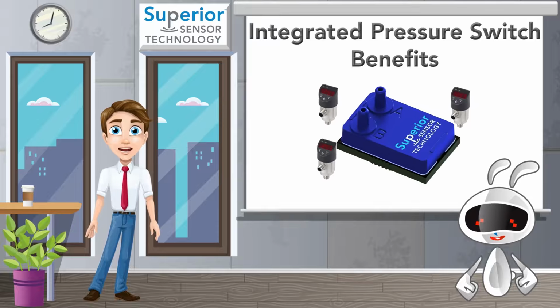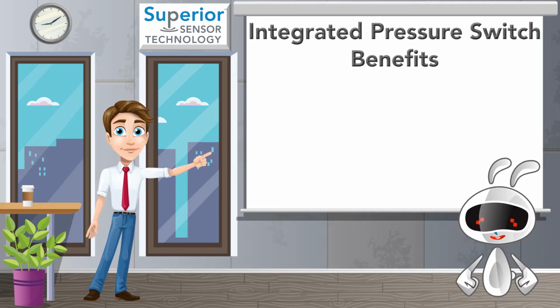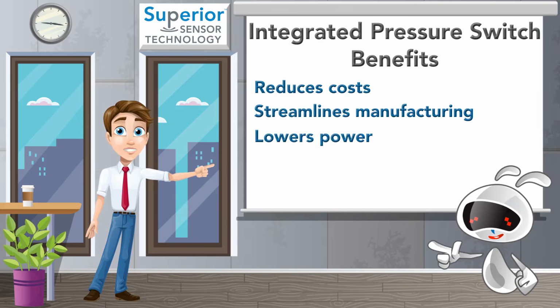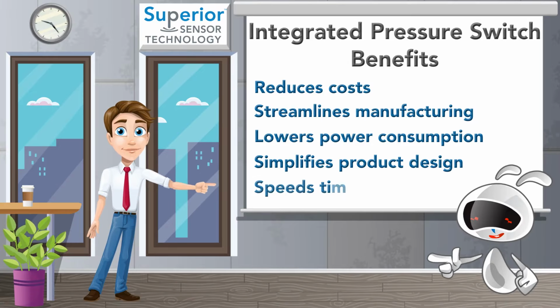As an integrated part of the sensor, our pressure switch removes the need for a discrete one. So it eliminates the cost of an external pressure switch, streamlines manufacturing, lowers system-level power consumption, simplifies product design, and speeds time to market.